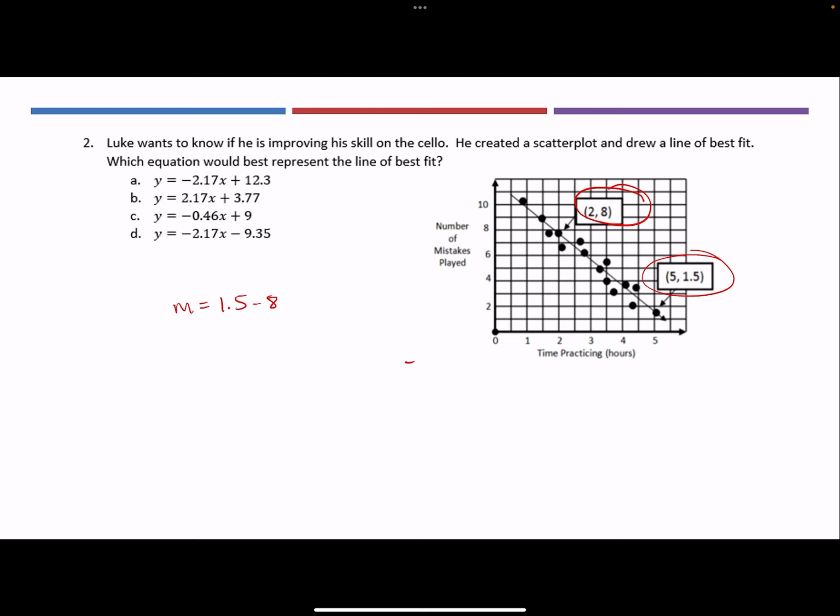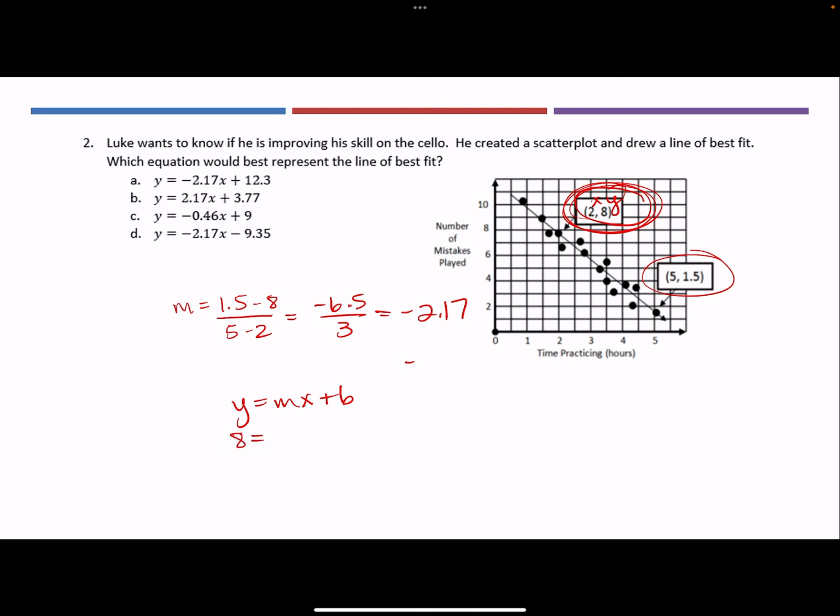1.5 minus 8 over 5 minus 2. So 1.5 minus 8 is negative 6.5 over 3. And remember, I want you to convert that to a decimal. So when I plug that in, I get negative 2.17. And then I pick either point. I'll just pick this one right here. So this will be x, this will be y, and I plug in y equals mx plus b.